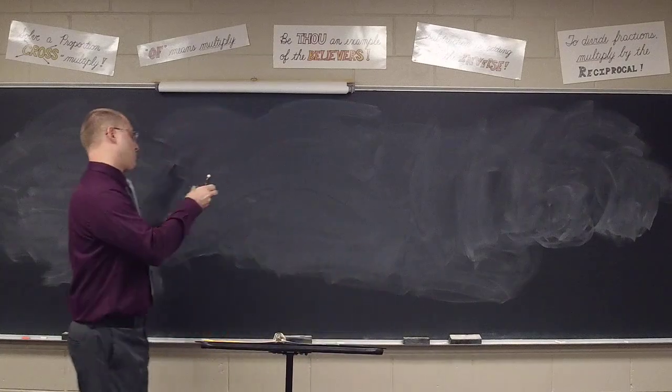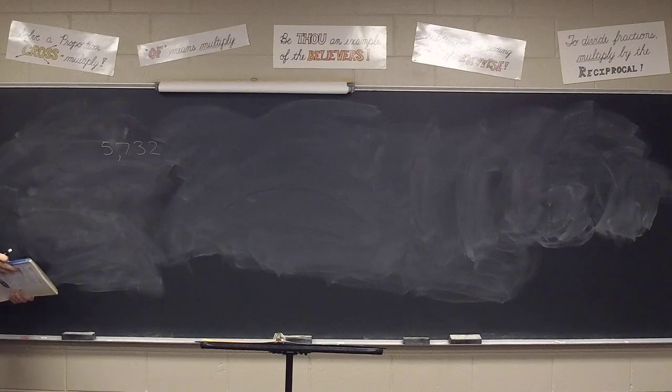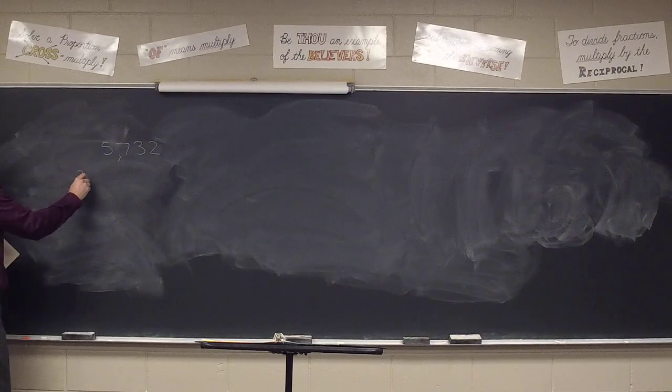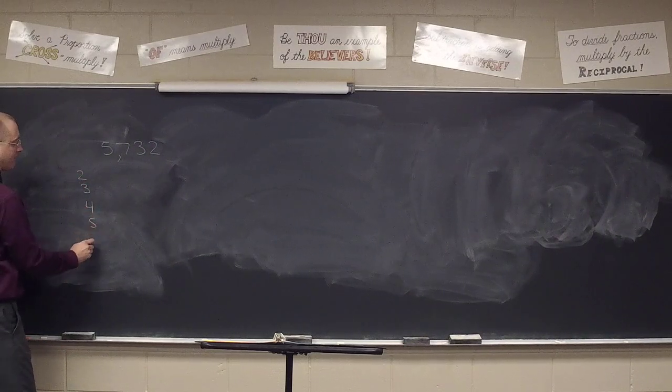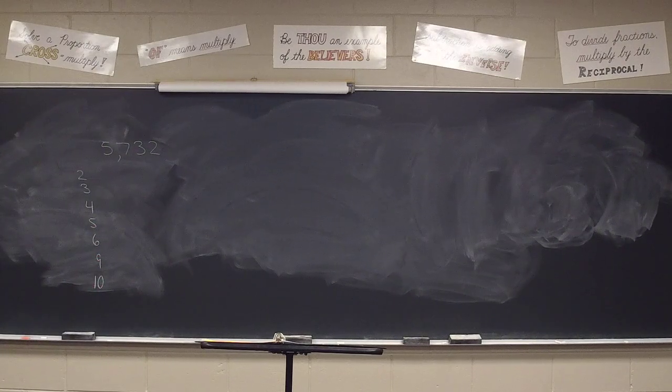So, here's the question. Using that chart in front of you, analyze this number. Write down all of those numbers, 2, 3, 4, 5, 6, 9, or 10, that this number is divisible by. Which of those is 5,732 divisible by? You can do that right there in your textbook. Maybe write it off to the side and just check off the numbers as you go. Is it divisible by 2, 3, 4, 5, 6, 9, or 10? Which ones? That's the question.